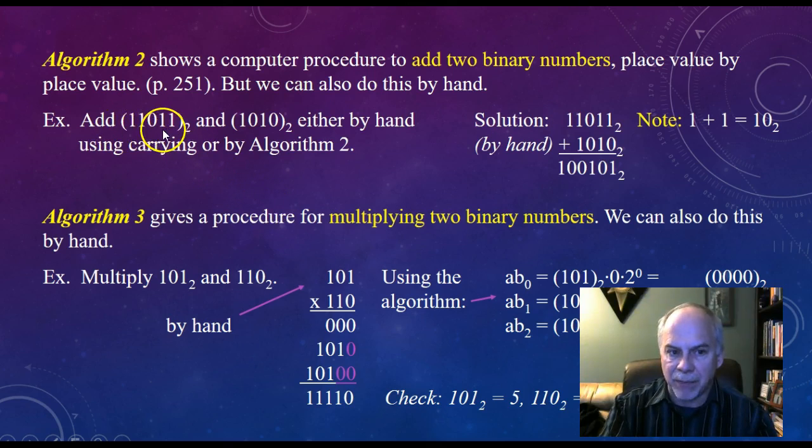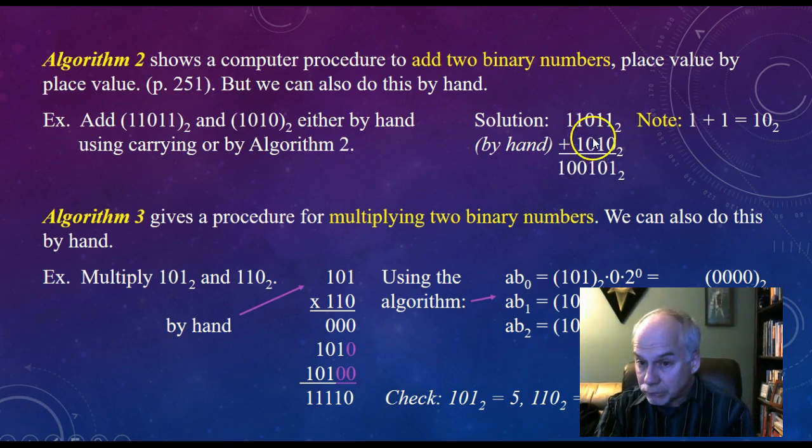So let's say we had a problem that said add 11011 in base 2 with 1010 in base 2 by hand. So this is the way you line them up, just like you would in any addition problem in elementary school. But whenever you see 1 plus 1, you know that equals 2, but you can't represent 2 in base 2 with the number 2, because the only digits that are allowed are 0 and 1.